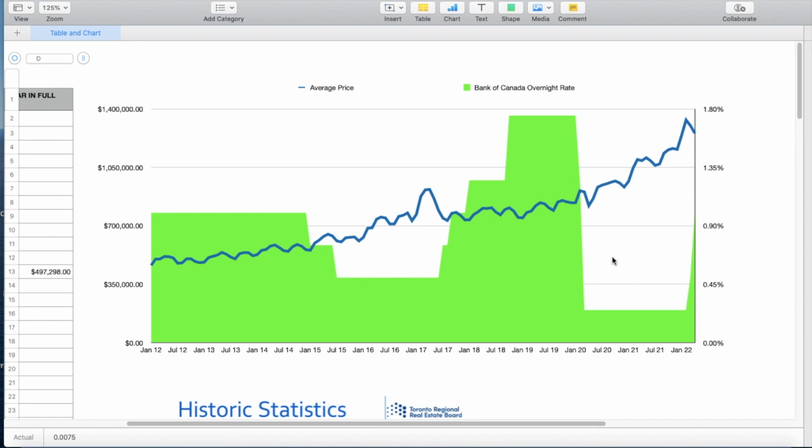Anyways, so this is the relationship between interest rates and prices. Now, there are obviously much more factors other than interest rates. Specifically, supply and demand is a huge factor, and especially in this period, there was not much supply, which is why prices were going up like crazy as well. But either way, this is the relationship between interest rates and home prices.